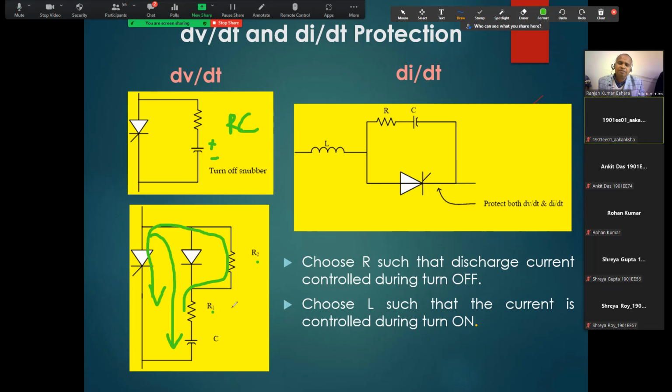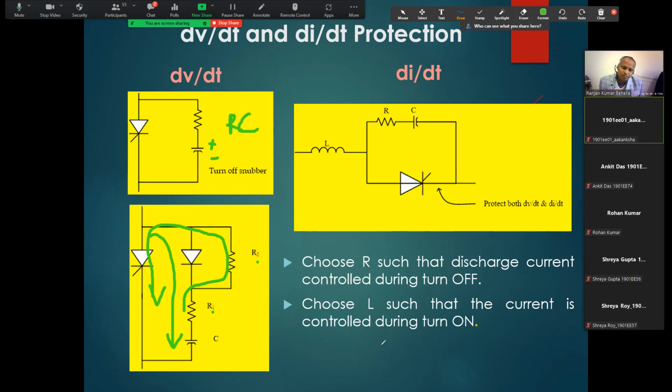So there are many methods: soft switching, smooth switching, different circuits are available. At least 10 million circuits you will find. But I have taken a very simple circuit so that you can understand the concept of how to design this.